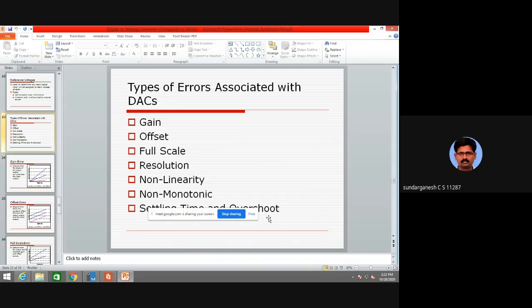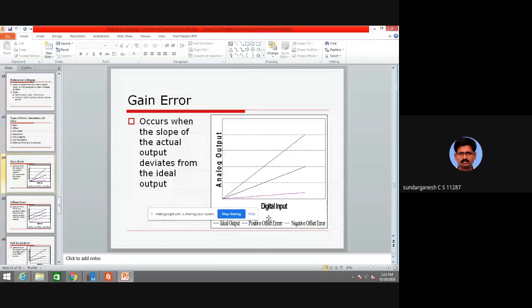So what are the types of errors associated with DACs? These are the different errors: gain, offset, full scale, resolution, non-linearity, non-monotonic, settling time, and overshoot. Gain error occurs when the slope of the actual output deviates from the ideal output.